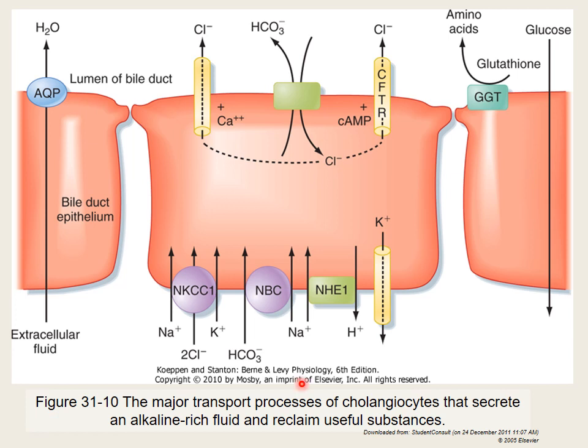Here you see the major transport processes of cholangiocytes that secrete an alkaline-rich fluid and reclaim useful substances. This is the extracellular fluid, and this is the lumen of the bile duct. As you see, chloride and bicarbonate are secreted, and then also amino acids. Glutathione is degraded, and amino acids are present in bile.